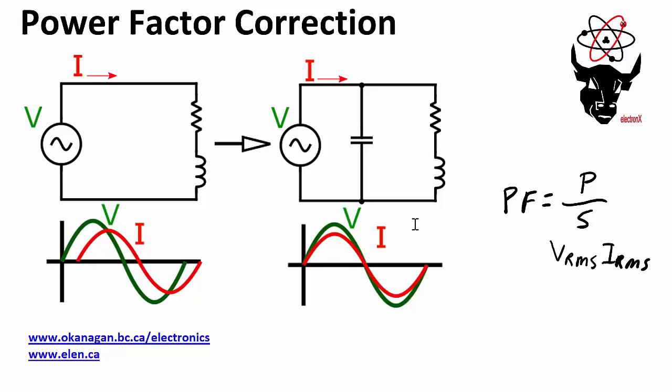There are actually 2 parts to power factor. The first part is called the displacement power factor, and that displacement power factor is due to reactive loads like this inductor in the circuit here. And that inductor in the circuit there is going to displace the current with respect to the voltage. The current's going to be out of phase with the voltage.